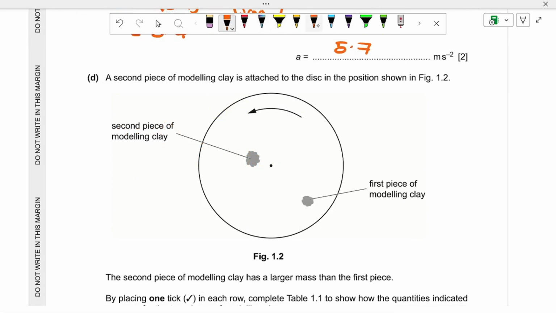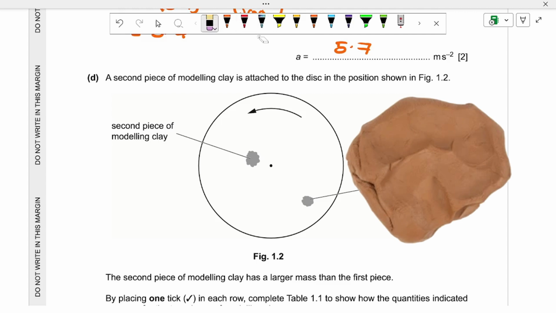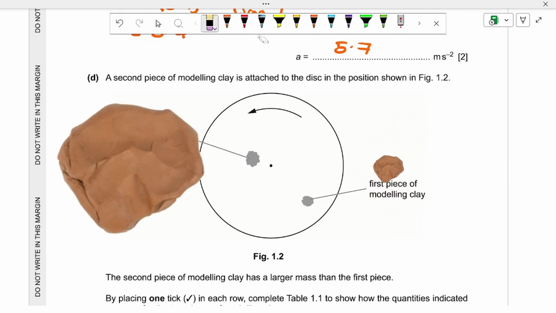We're given a second piece of modeling clay that is attached to the disc. So I had the first piece of modeling clay, I attached it. Then the second piece of modeling clay, and I also attached it.